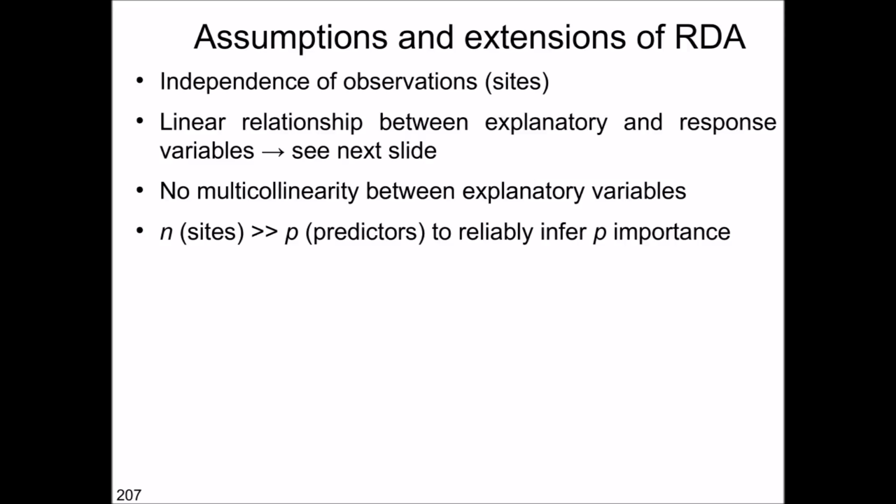There are a couple of assumptions of the RDA, and these are similar to what we have heard before in the context of multiple linear regression analysis. On the one hand, you assume the independence of observations, so of the sites. Then you assume that you have a linear relationship between explanatory and response variables that needs to be checked, and we discussed briefly how this is done in the context of the R script and on the next slide.